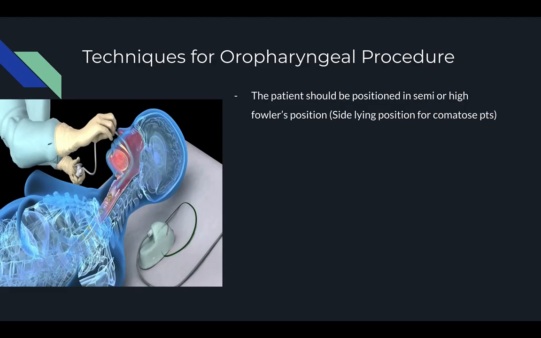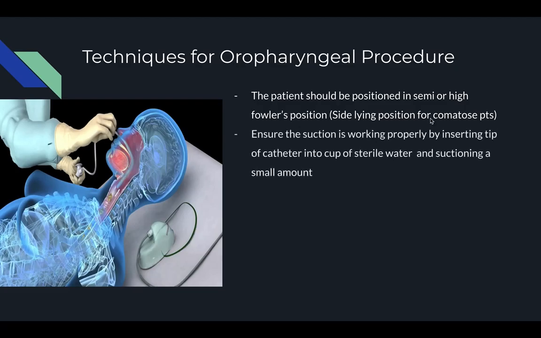Before beginning the procedure, it is important to assess the patient's oxygen sat using the pulse oximeter to determine a baseline reading so that any significant change can be recognized and noted. After connecting the tubing, you will ensure the suction is working properly by inserting the tip of the catheter into a cup of sterile water and suctioning out a small amount.